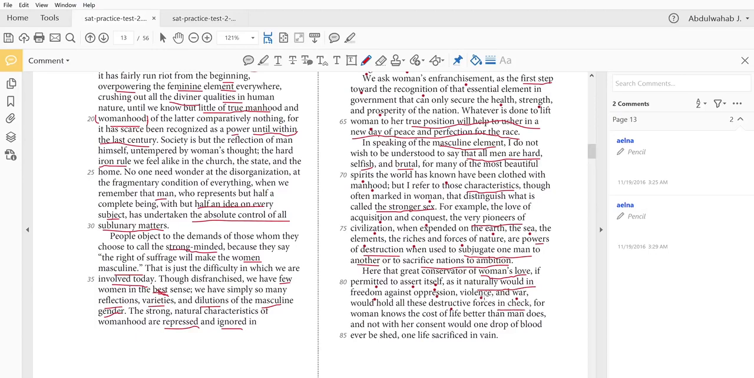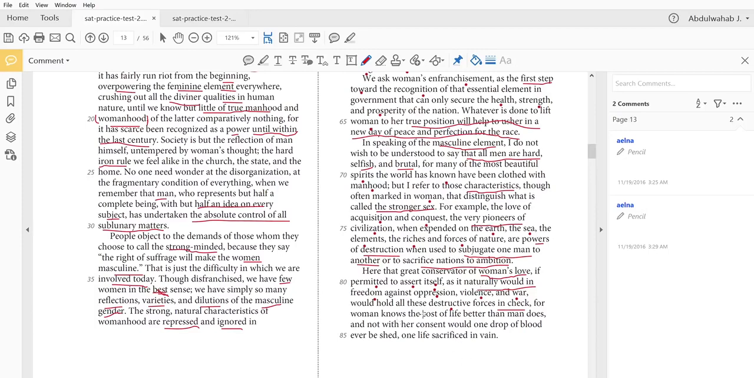So basically, if women were allowed to take part in society, Elizabeth Stanton is saying that this female element would actually keep the male forces, the male elements, which are ones of oppression and destruction and war and violence, in check. They wouldn't allow all of these things to happen.